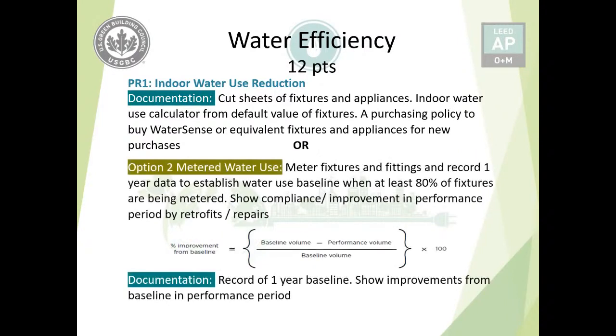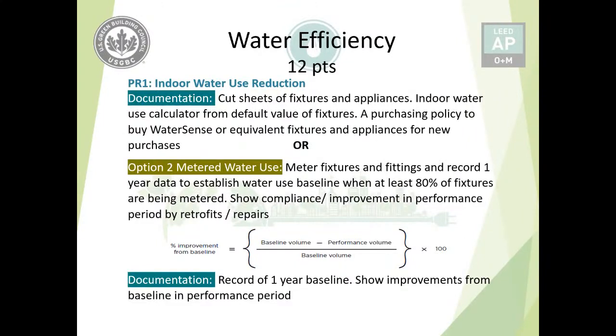We have option number two, which is metered water use. In this case, you have an establishment period. You have to establish a baseline from which you will show improvement. This baseline has to be established by recording 1 year of water data. It can be done by looking at the water meters, how much water is being used. The condition is that at least 80% of fixtures are to be metered. So you have 80% of fixtures metered plus 1 year of data record. This will establish a baseline.